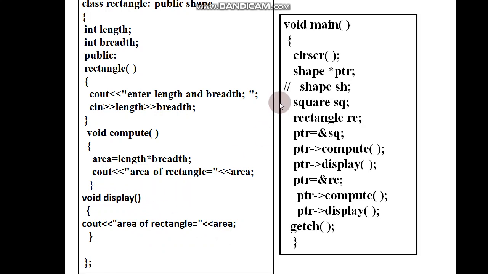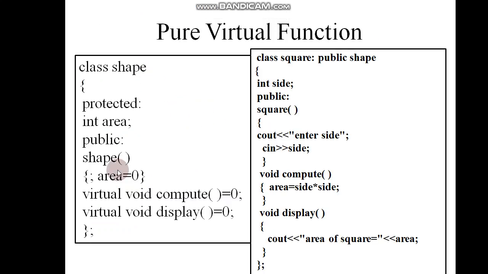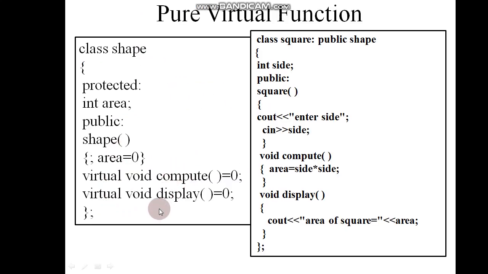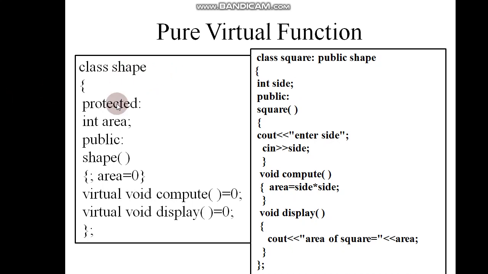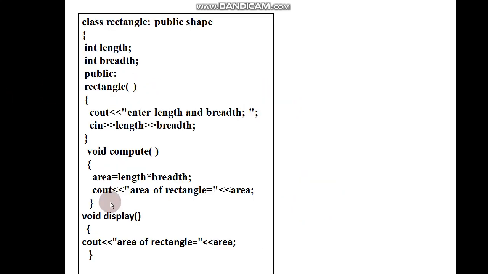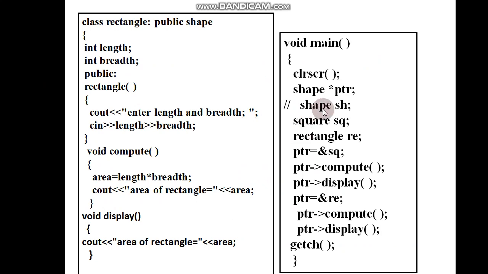Now here shape contains pure virtual functions. Then shape class will become an abstract class, abstract base class. We cannot create objects of shape. If we try to create an object of shape, we will get an error. So we have put this under a comment. We cannot execute this statement now.